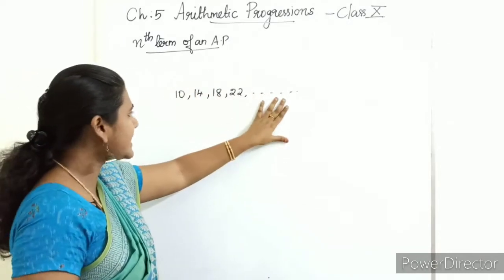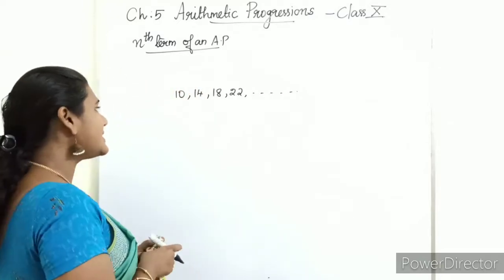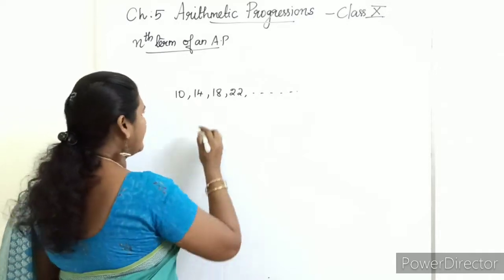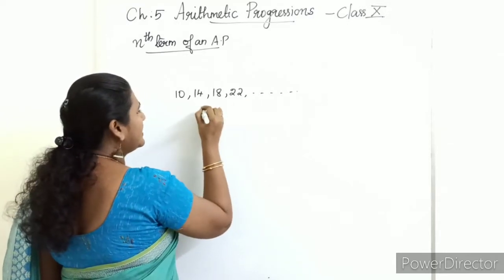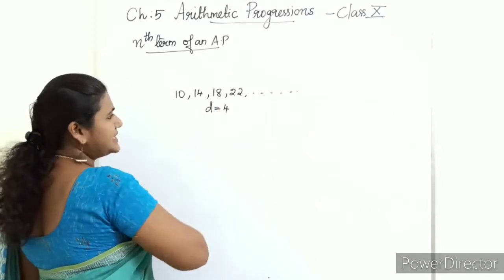So here in this AP, what is the fixed number added? 4. So that is the common difference. We can call that fixed number the common difference. So for this AP, the common difference is 4. Okay. So the first term is 10.